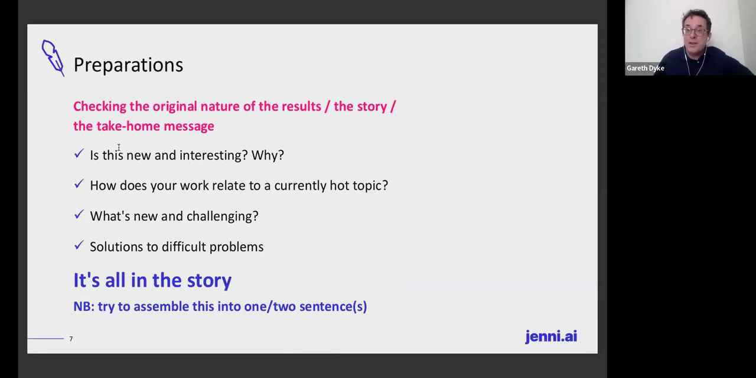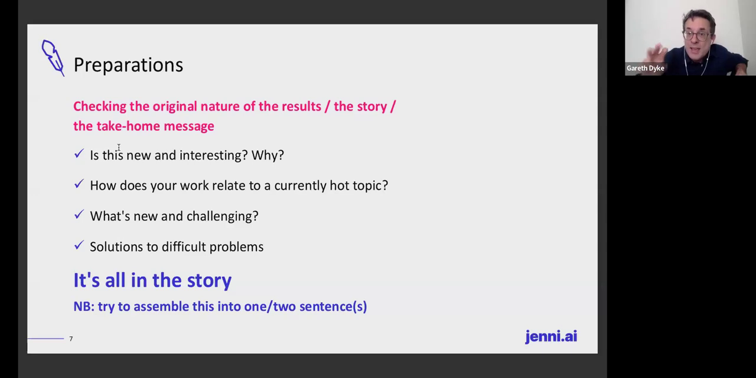So what we do, Scott and I, in these kind of events, we ask our audience, we encourage people to think about their take-home message, their story. Why is your work new and interesting? How does it relate to a hot topic? What's new and challenging? Do you provide a solution to a problem? Let's put that into a story. Thinking about this before you begin to write, before you get involved with the Jenni.ai writing tool, having a journal in mind, having a message at the outset from your research, is very, very important.